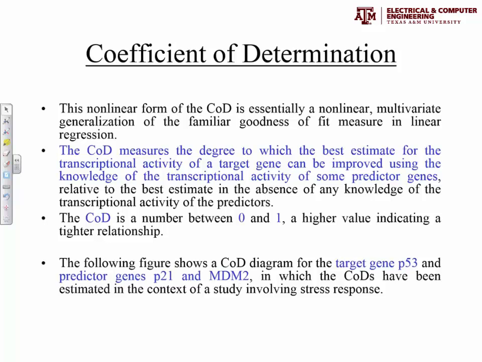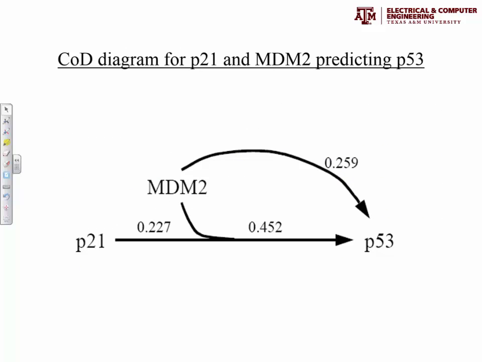Okay, so this stuff is repeated in that paper that I'm going to discuss, so you can take a more detailed look at that later. But the net result is that the COD of P21 predicting P53 is 0.227, not very high. Of MDM2 predicting P53 is 0.259.